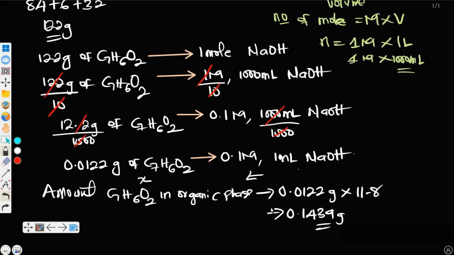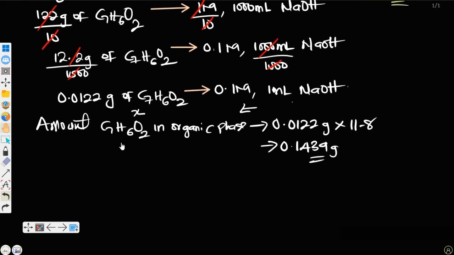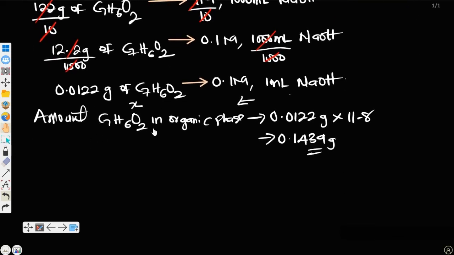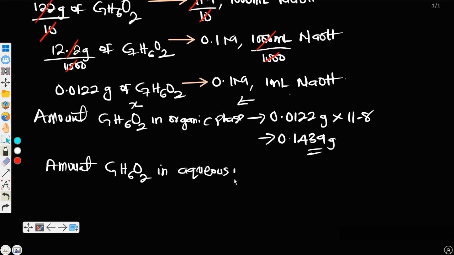You can decide to cross-check for any correction, because I haven't solved it somewhere else before. I'm just solving it for the first time, so there are tendencies that I may make some mistake, but the procedures are very, very correct. So this is the amount in the organic phase. Now the next one is amount of C7H6O2 in aqueous phase.